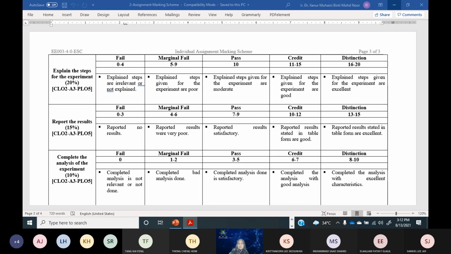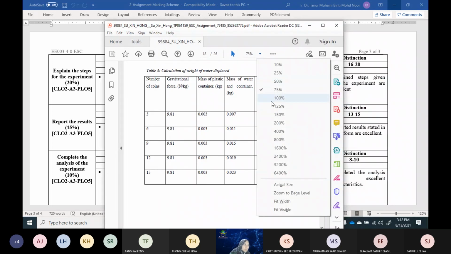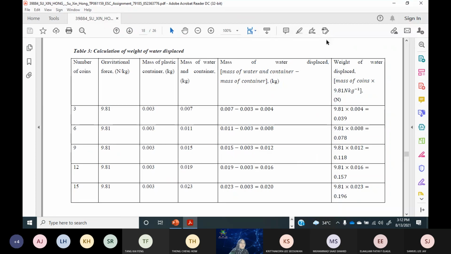For example, a good result will have a formula also. See, for example, mass of water and container minus mass of container. Then get the value. After that, weight of water displaced is multiplied with the mass with the 9.81. Okay, then you get the result.